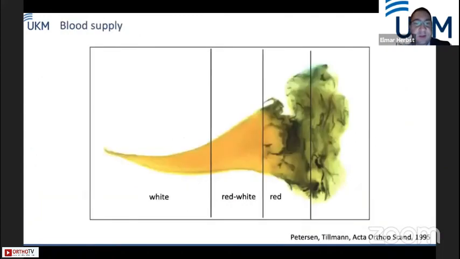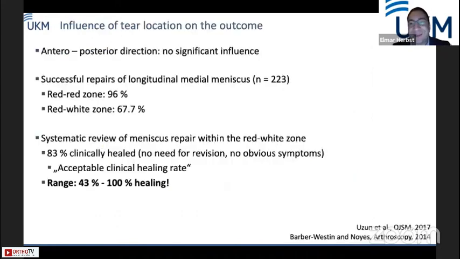So what about the tear location? We know that the blood supply is decreasing from the periphery, so the capsule, to the inner part of the joint. But is it really important? And I would say no, not really. Of course, the success rate of a meniscus repair is higher the closer it is to the capsule. However, in this middle age group, so in their 40s, we have a fairly high success rate, even if you perform a repair in the red-white zone. So I wouldn't only consider doing a repair in the red zone.